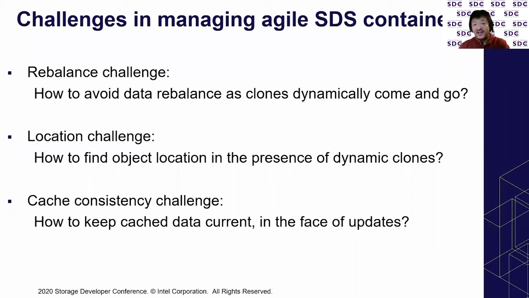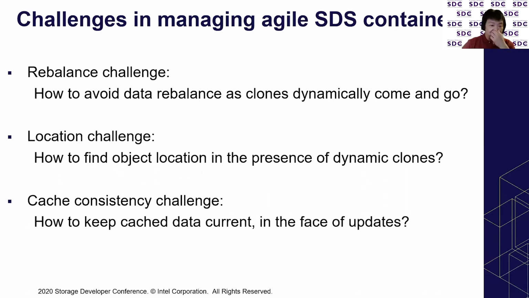Another part is a location challenge. Now, you have the clone, but how do you map your object to where the clone is? Because, as we said, we want to avoid data rebalance, you have to have a mechanism to map your object to your actual clone node, so that the client will be able to direct IO requests to the clone.